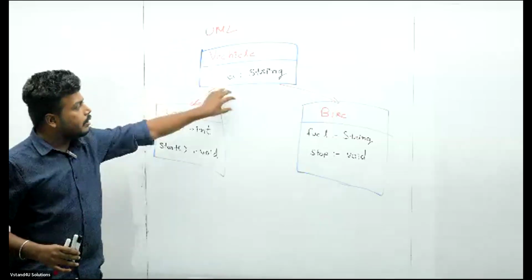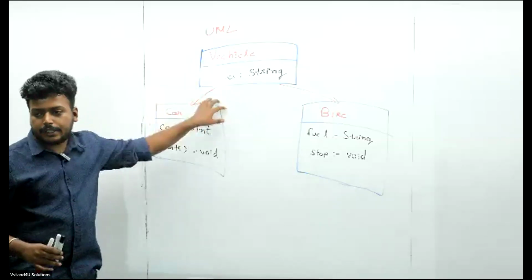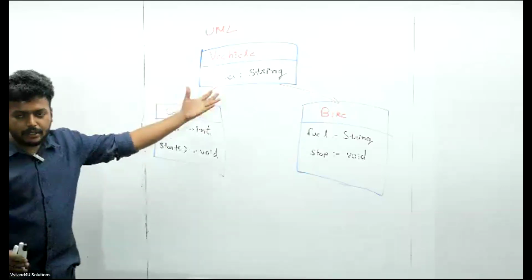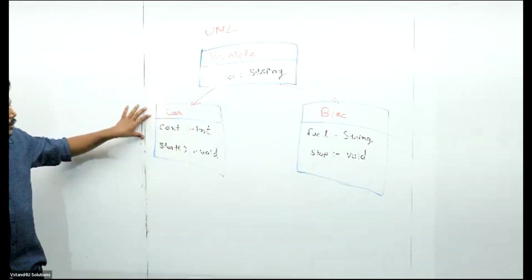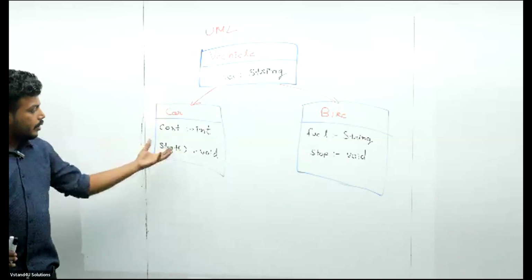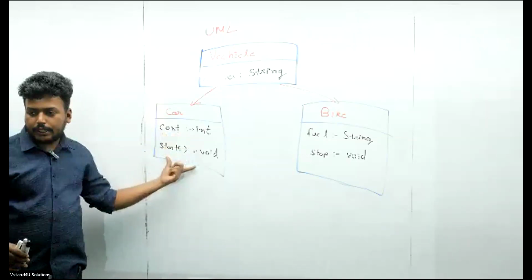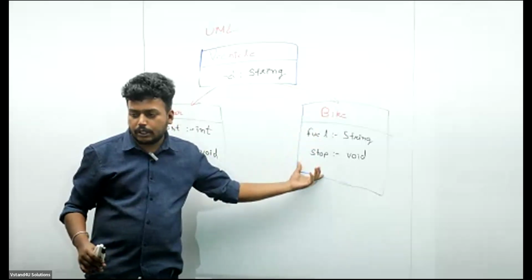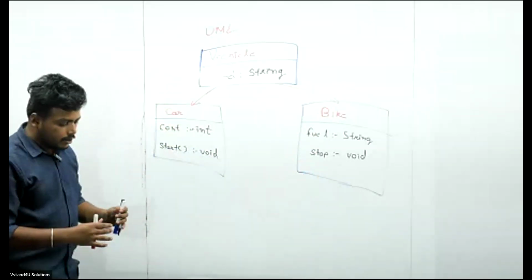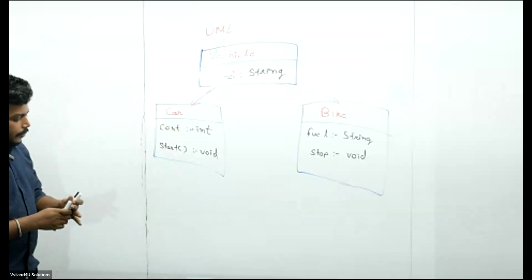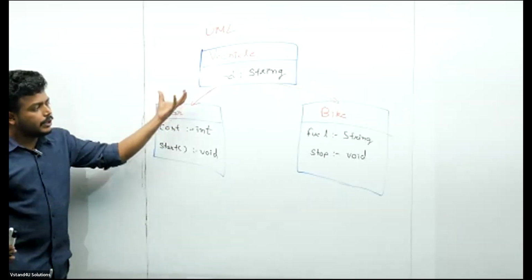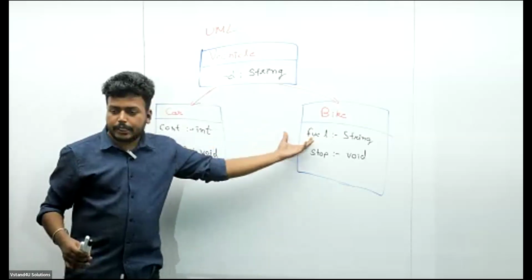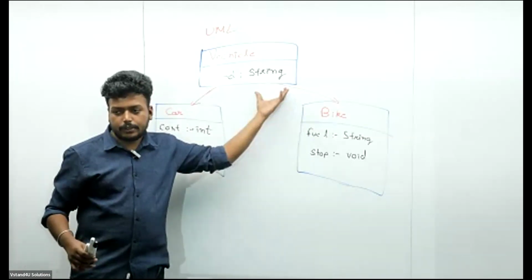In vehicle, the variable should be string brand. Okay, then give some random values. Then you have to create car class, and you have to create one variable, one method. Then you have to create bike class, fuel variable, and stop as a method. Okay, listen carefully. For car, extends should be vehicle. For bike also extends should be vehicle.